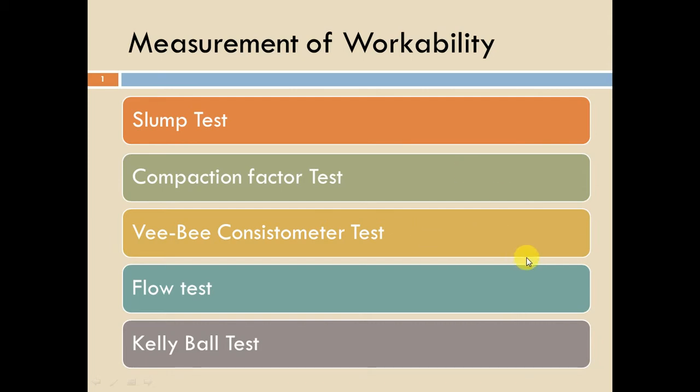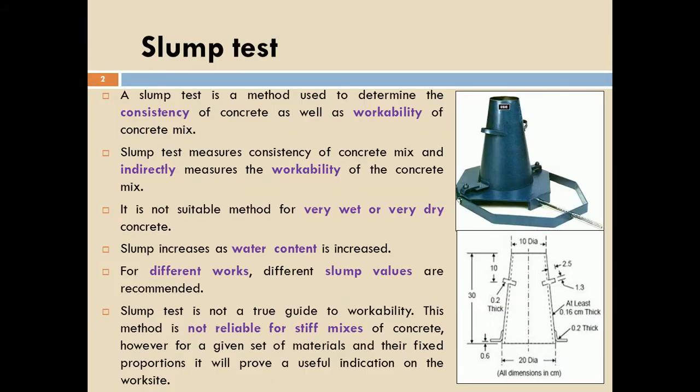The one common thing among these five methods is that the maximum size of the aggregate that you can use in all these five tests is only 38 mm. So the maximum size of aggregate is limited to 38 mm. If you take an aggregate size of more than 38 mm, then you can't do the workability test in these five methods. So first we'll go to the slump test.